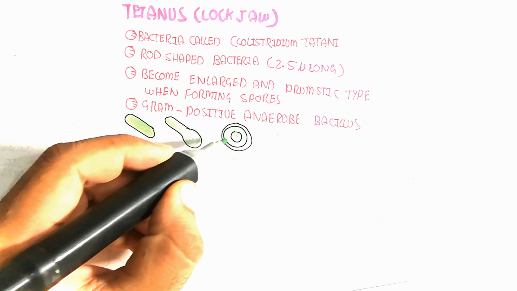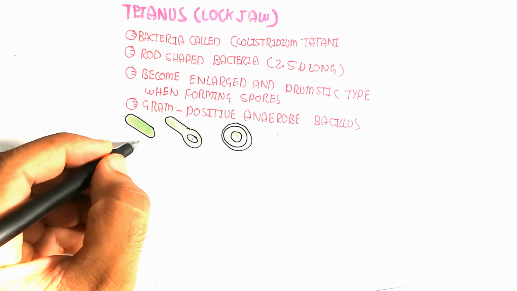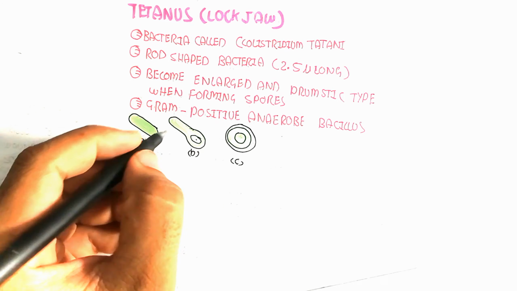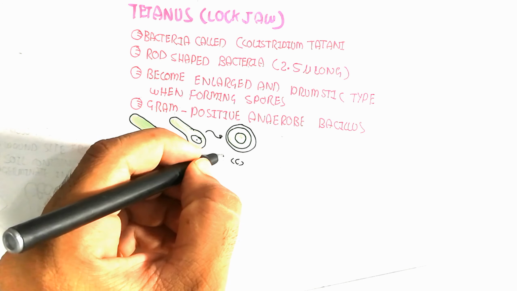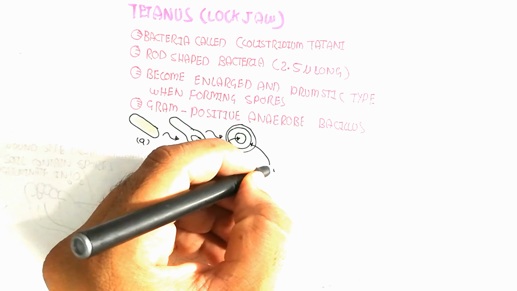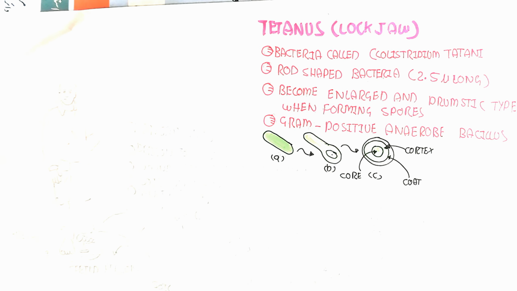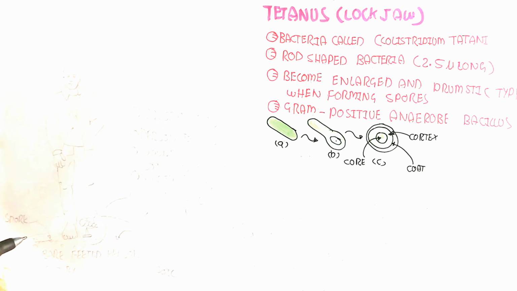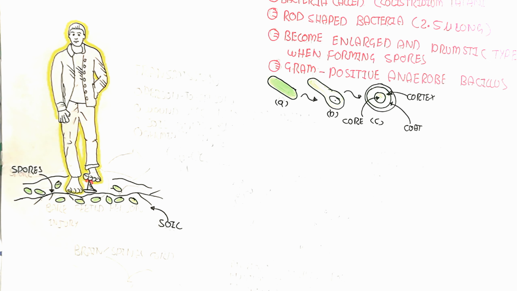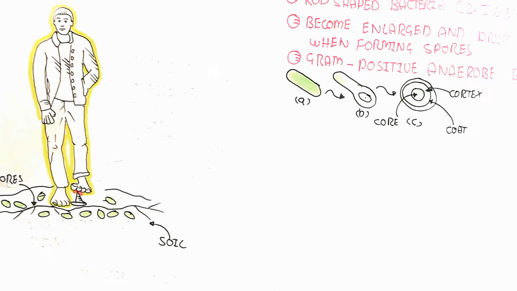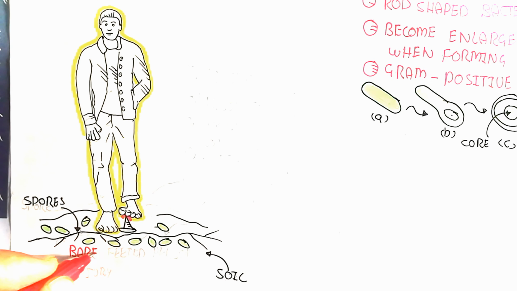So here is the structure showing the different stages during the development of this bacteria, A to C, and C forms a spore, the resistant spore, which contains a cortex. The outer layer is the coat, the inner is the cortex, and the innermost is the core. So anyhow, this is the soil containing bacteria.